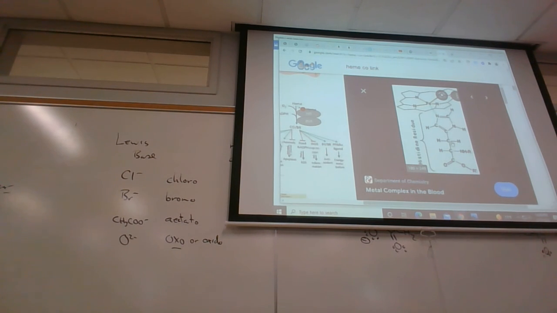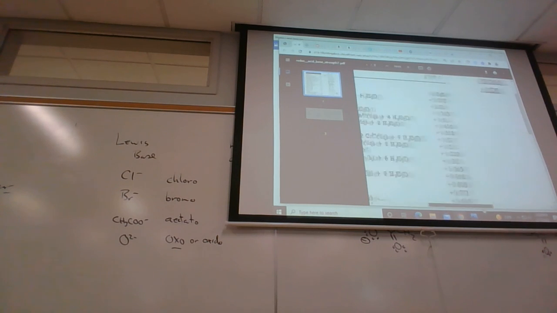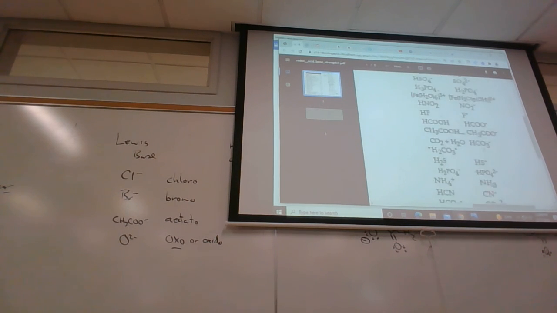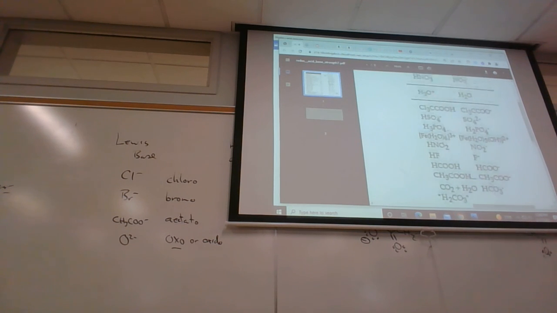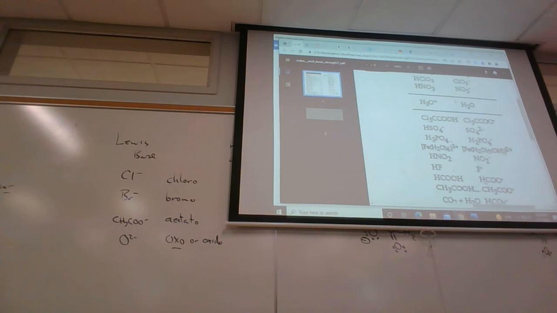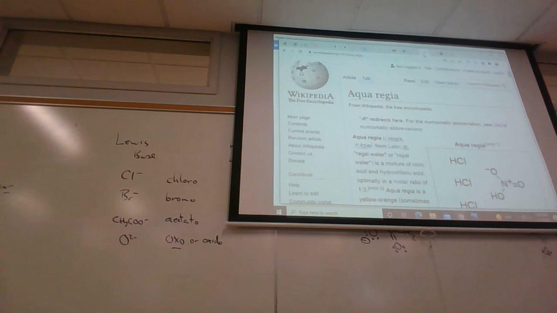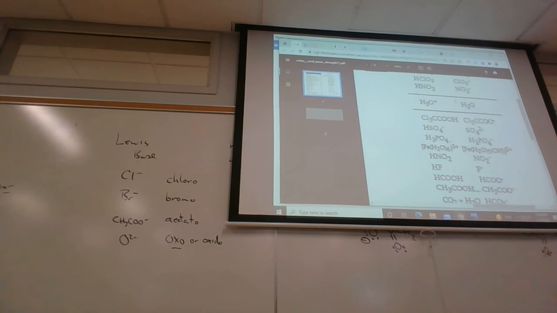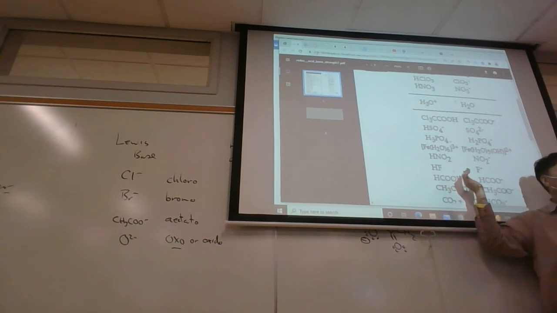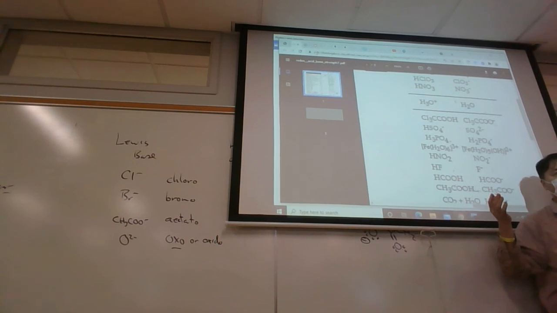In fact, this tetra-aqua complex, you might have seen it before. This tetra-aqua complex of aluminum is more acidic than acetic acid. Can you believe that? It's more acidic.